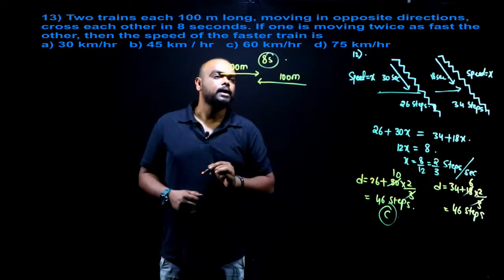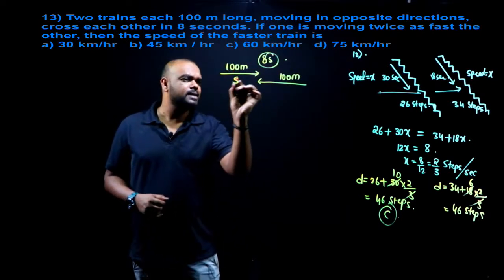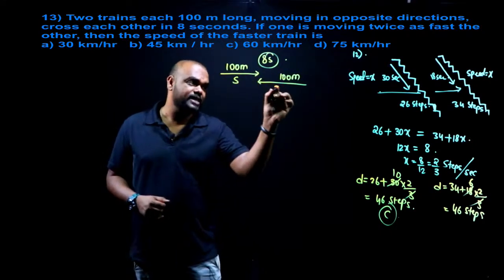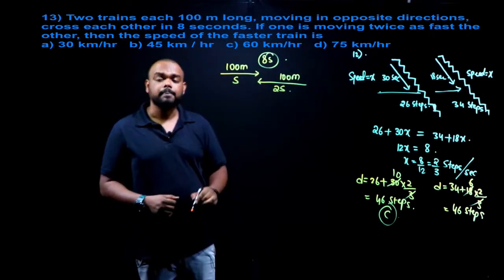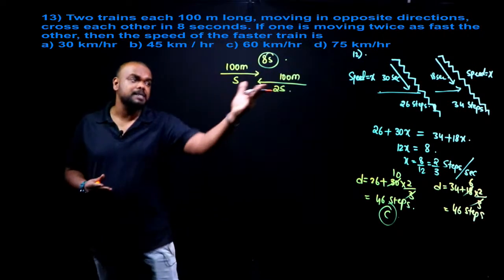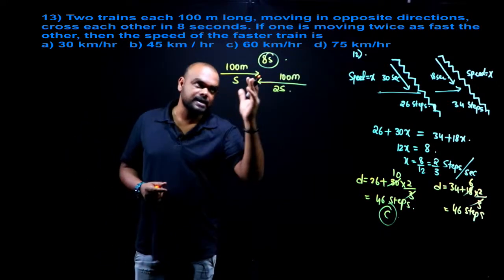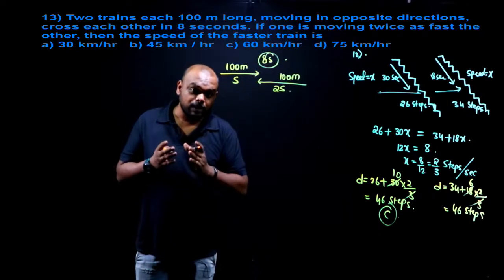What else? If one is moving twice as fast as the other, then the speed of the faster train is... Suppose if this is moving at s, and this is twice as fast as this, then its speed will be 2s. Okay. So what is the speed of the faster train? That means a 2s value we have to find out. This is the presentation. Approach. What do we want? Speed.